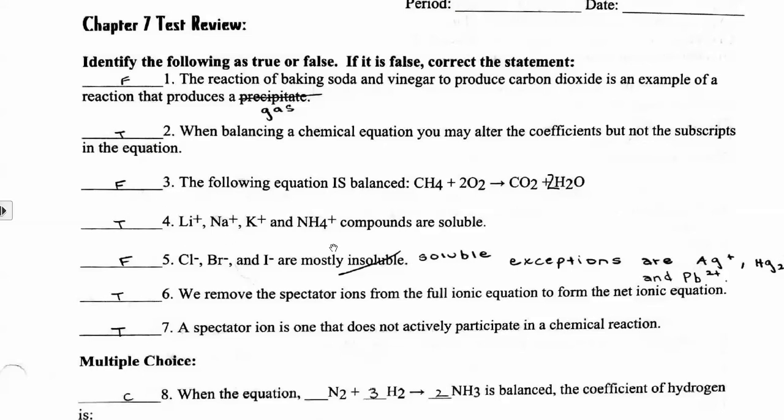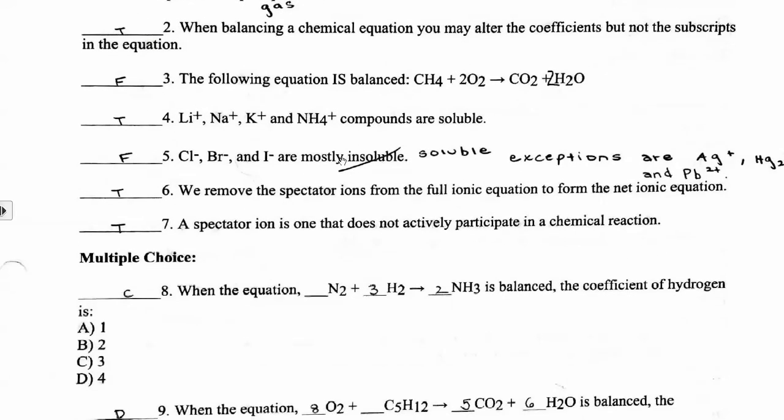Li, K plus, and NH4 compounds are soluble. That's true. This next one, however, the only exceptions, the only times that these guys are going to be insoluble is with Ag, Hg, and Pb, and so this is false. They're mostly soluble.